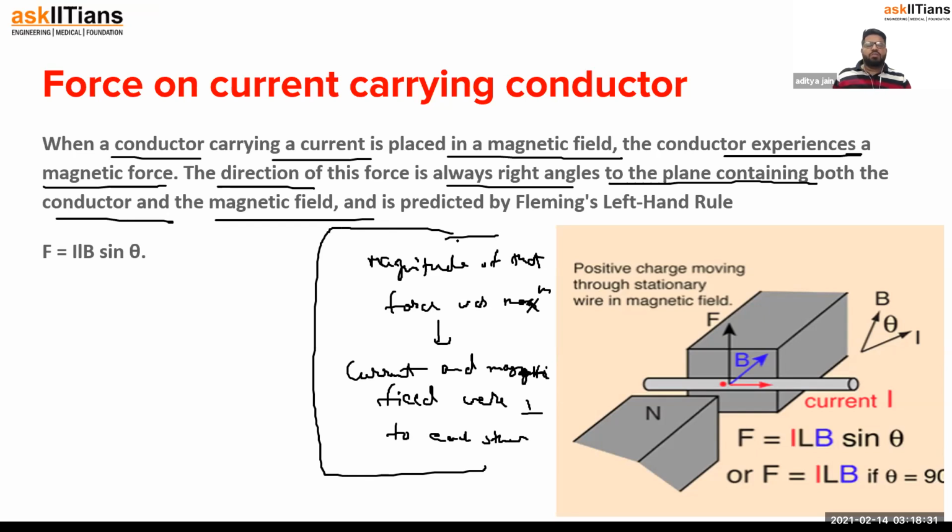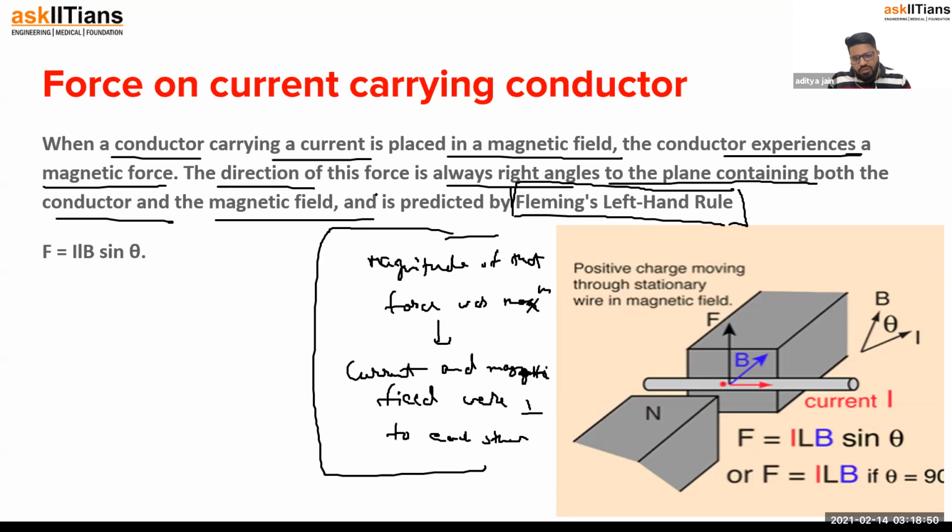And from there comes a rule known as Fleming's left-hand rule, which will give us the direction of the magnetic force acting on a current carrying conductor. Clear? This is something about force on a current carrying conductor.